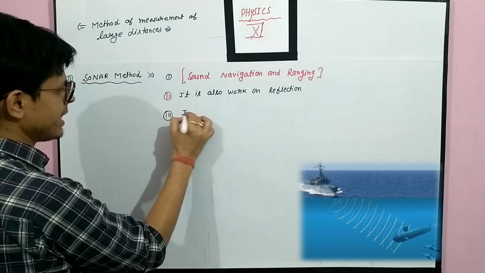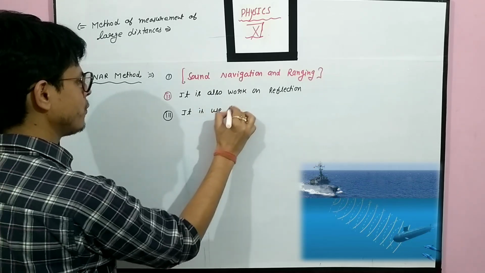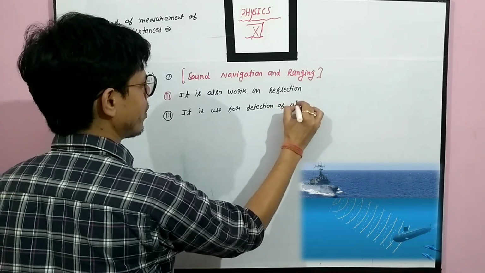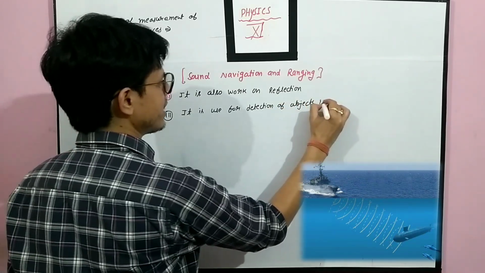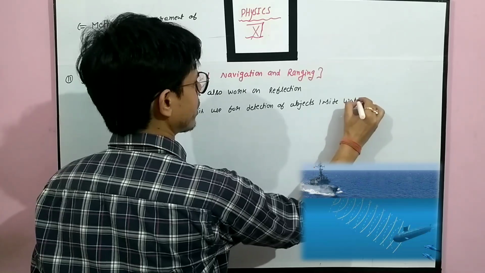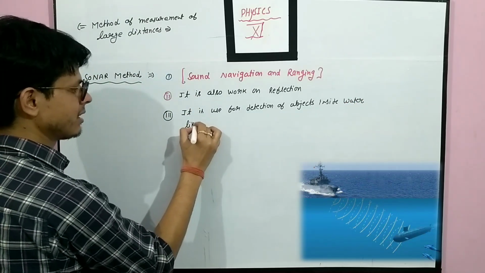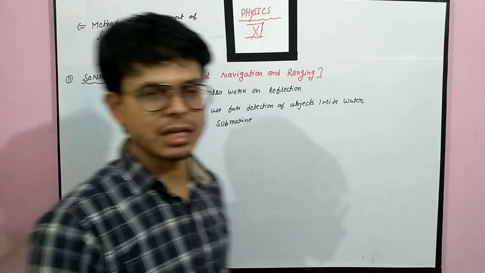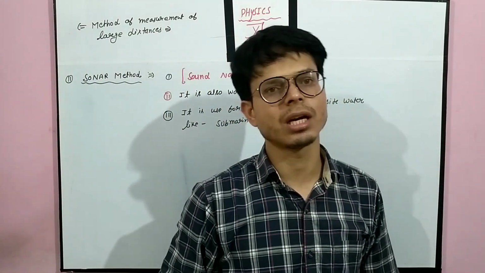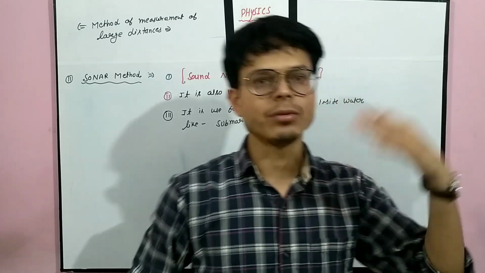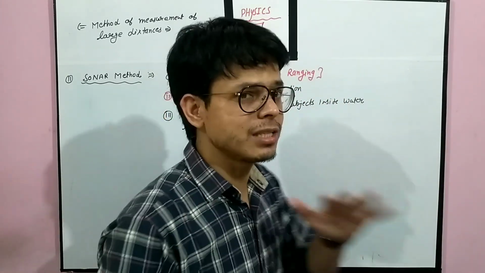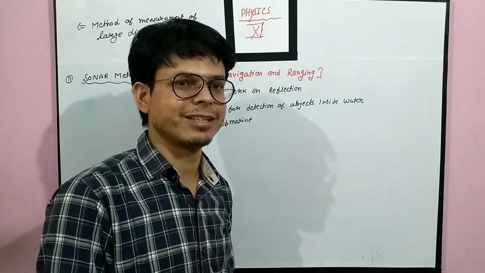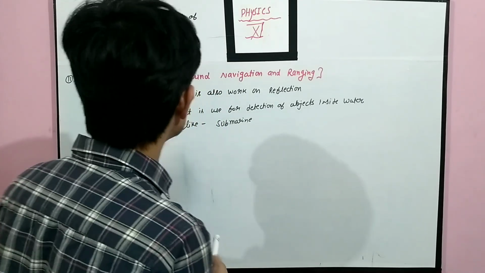Number third, it is used for detection of objects inside water, like जैसे submarine. Everybody knows inside the sea there are submarines of every country. So suppose Indian submarines are there, how do other countries come to know where they are? Everybody is tracing their path by this method. How far they are, are they coming to our area or not, how do they check it? By sonar method.